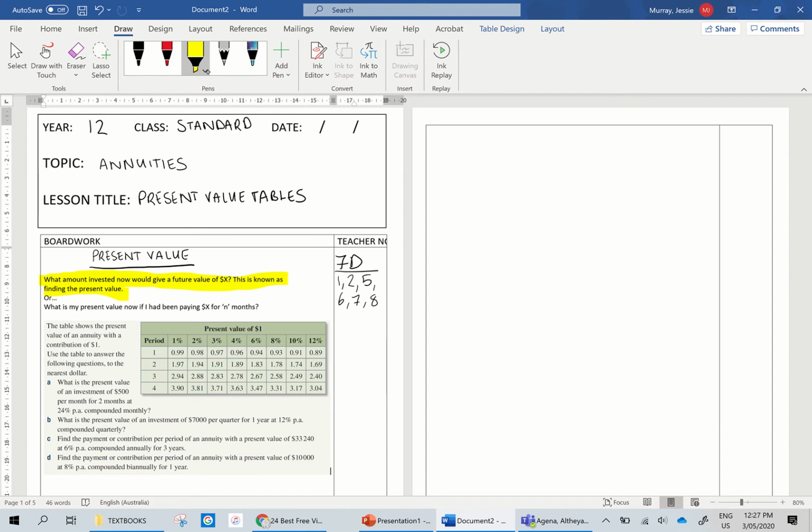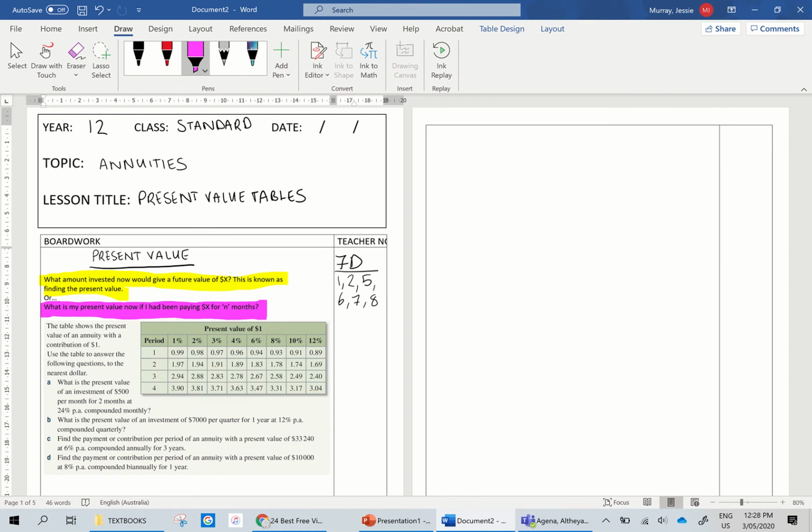But what I want you to do for this lesson is think about the present value in a different way. Think of it more as, what is my present value now if I have been paying X dollars for N amount of months? That's the best way to think about your present value when we're looking at all of these questions in exercise 7D. It's like asking, what amount of money do I have right now in this present time if I have been investing so much money at a certain rate every month or week?